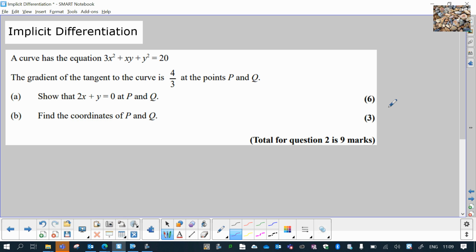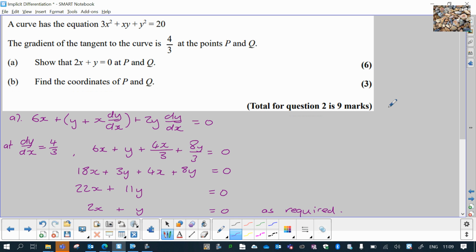So I hope you did pause the video in order to do this question properly. Here is the answer. So I would urge you to pause the video if you want to check my working and work through it again. We've got another product rule in the middle there, x multiplied by y. It's more or less the same, except this time we're given the gradient, and so I substituted the dy by dx in as early as possible. You may have written it as an expression for dy by dx and then did the same. It actually doesn't matter, as long as you end up with the 2x plus y equals 0 as required.